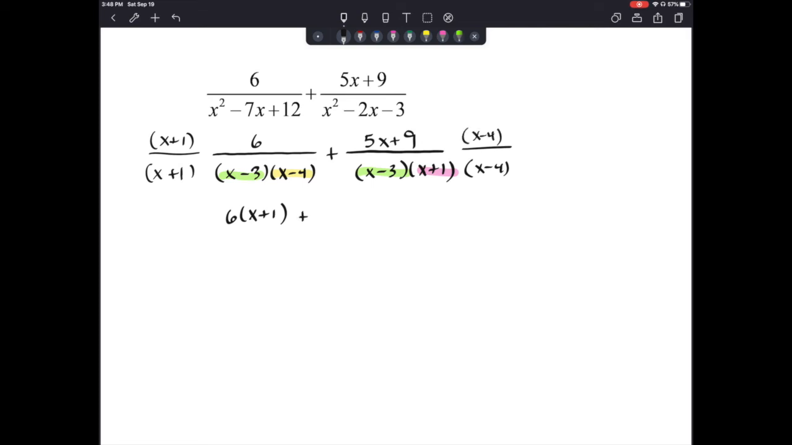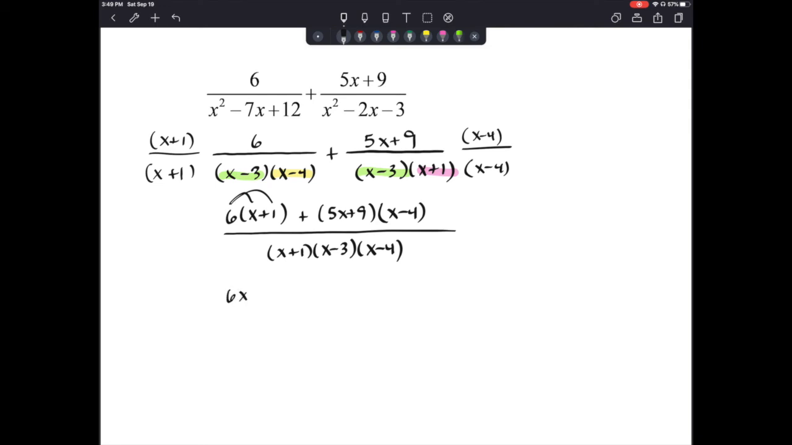So when we do that, we have plus the quantity of 5x plus 9 times the quantity of x minus 4. And it's all over x plus 1 times the quantity of x minus 3 times the quantity of x minus 4. Simplify. Let's distribute 6x plus 6 plus, let's distribute this through. We have 5x squared minus 20x plus 9x, and then we have minus 36.